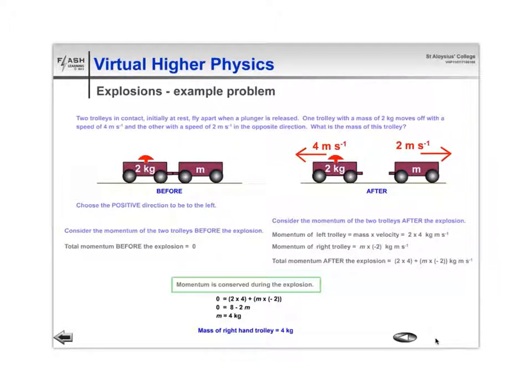I would generally find it easier just to stick with the right always being positive and the left always being negative. You would get the same answer at the end of this. But the thing is here, we don't know the mass, so we just have to leave that as m times -2, or -2m.